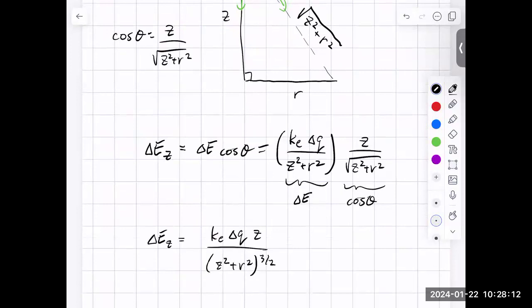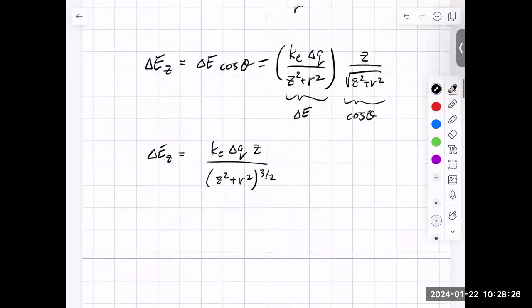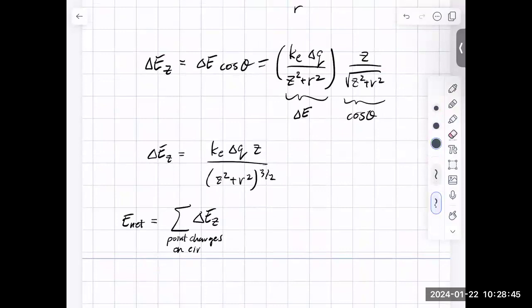All right. So to find the net electric field, we would add all of these contributions up for every one of the little point charges around our circle. So E net is going to be the sum of all of these contributions for all point charges on our ring.